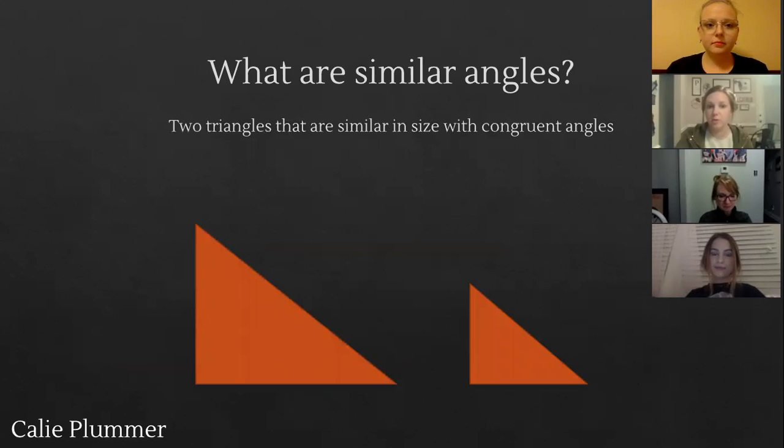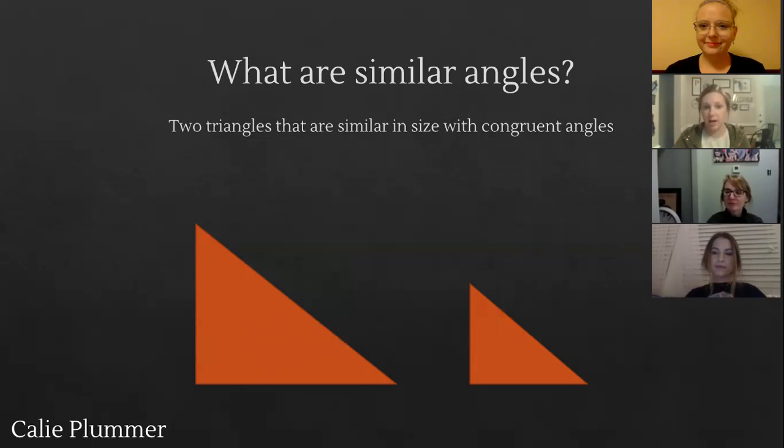Similar angles are when you have two triangles of similar sizes, but their angles are the same degrees, and you know that they're going to be the same degrees because the triangles are similar in size with the same degrees.